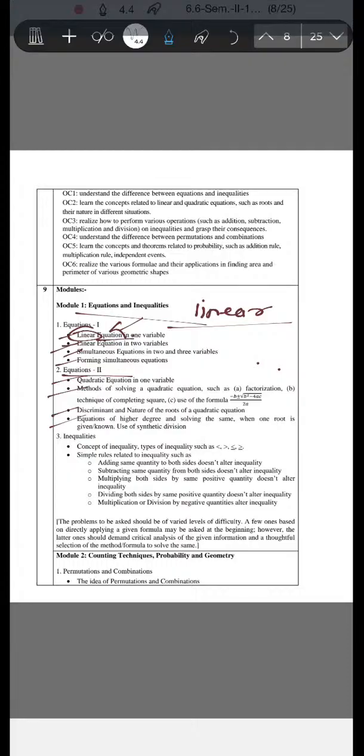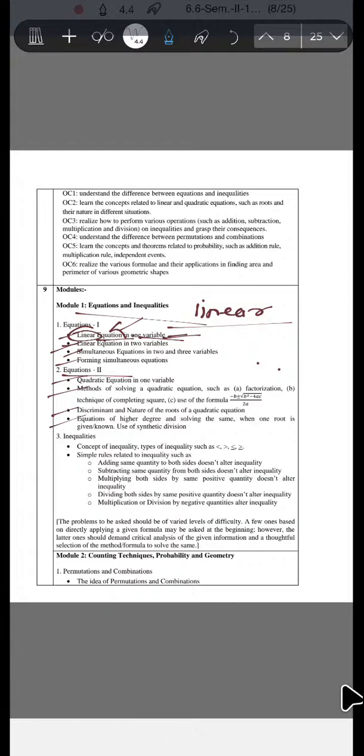What will happen when a term, any number, changes its side? Addition goes to negation, multiplication goes to division, and vice versa. That we have discussed in the equation. And the variable is the representation of an unknown value. If you don't know any value, in mathematics we consider that term a variable. So these things we have already discussed yesterday.